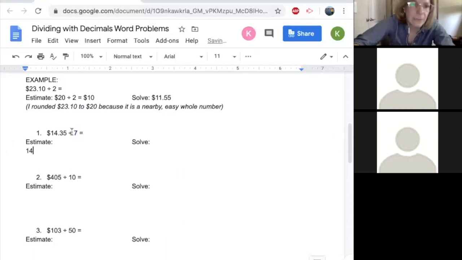So we're going to estimate it to, if you don't have a divide on your keyboard like I don't, you can just copy and paste the little divide sign. 14 divided by 7, which equals what? Onion. 2. Great. All right, now we're going to practice solving it out the long way to get our precise answer.